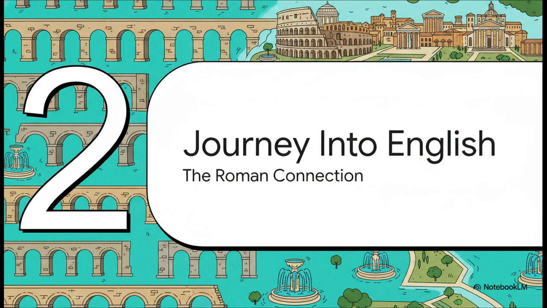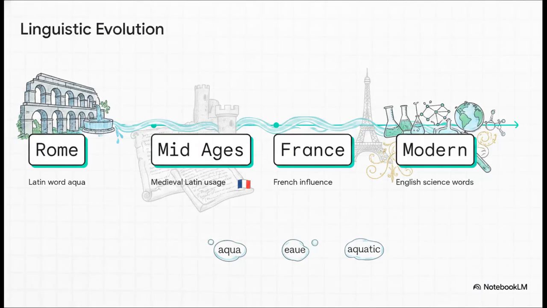Moving right along to Section 2, the journey into English. Let's look at the history here. So picture this. Nearly 2,000 years ago in ancient Rome, water wasn't just a nice convenience. It was literally the lifeblood of the empire. They needed it for these elaborate public baths, sprawling farms, beautiful city fountains. It was so absolutely crucial that they built massive, breathtaking structures just to move it across miles and miles of terrain.